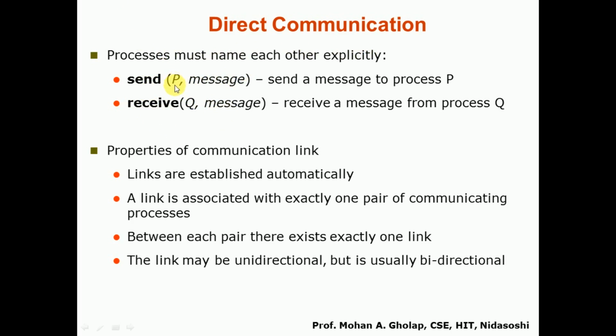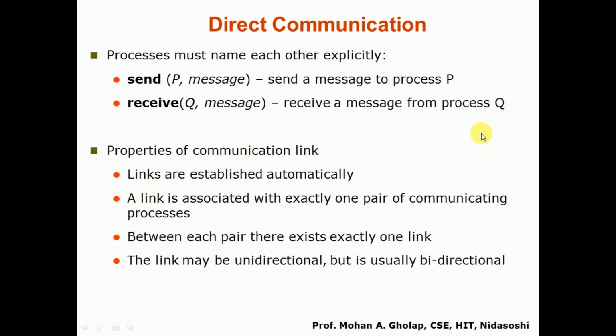Send of (P, message) will send a message to process P. Similarly, receive of (Q, message) indicates that the process wants to receive a message from process Q. In this case, what are the properties of a communication link? Here the links are established automatically. A link is associated with exactly one pair of communicating processes. This means when a communication link is established, that link is used only by these two processes, P and Q.